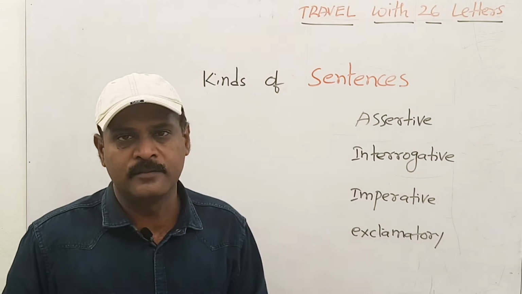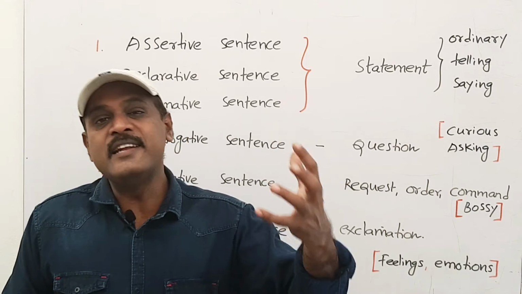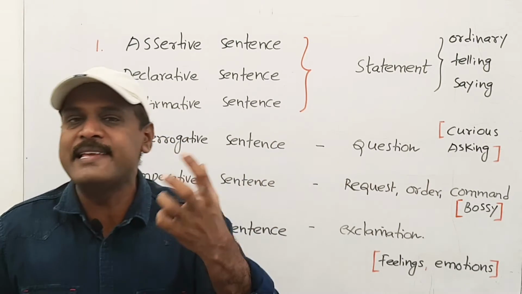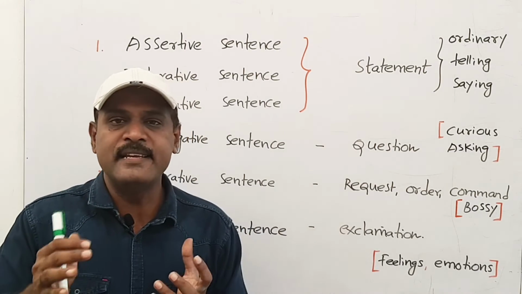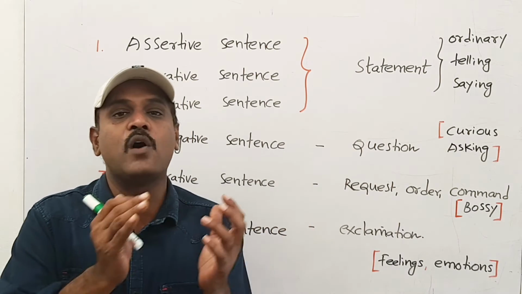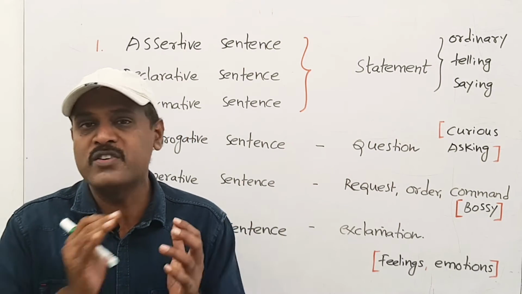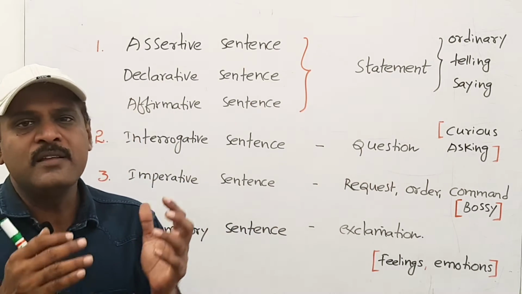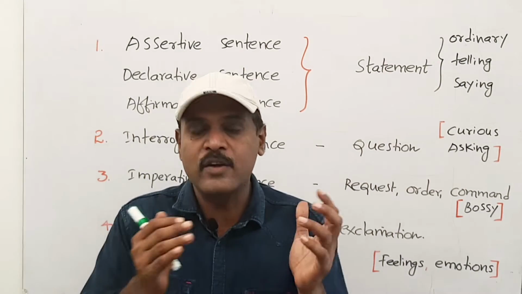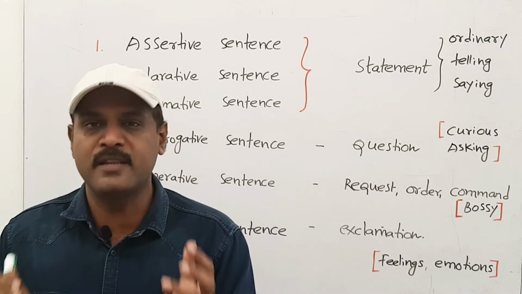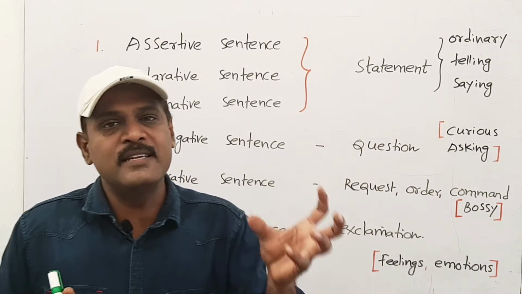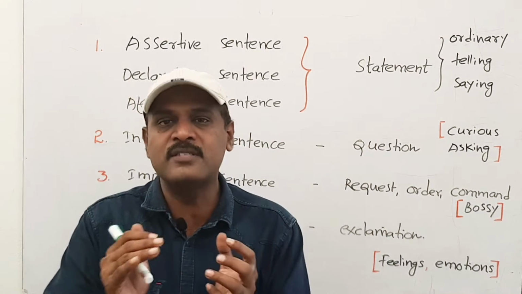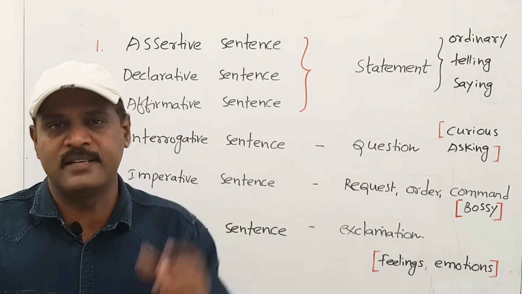Let's get started. Sentence. A sentence is part and parcel of any language, not only English, any language. Without sentences, we can't form language. We can't write and we can't say anything. Usually the definition of a sentence is a group of words which gives complete meaning. That means a sentence has a group of words and it gives complete meaning. It is called a sentence.